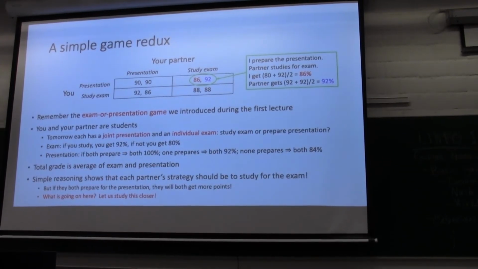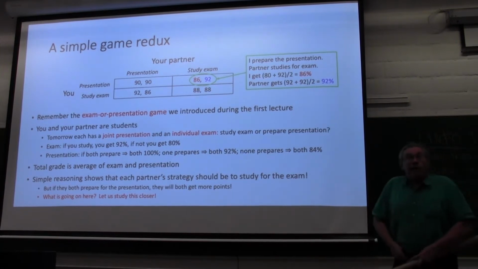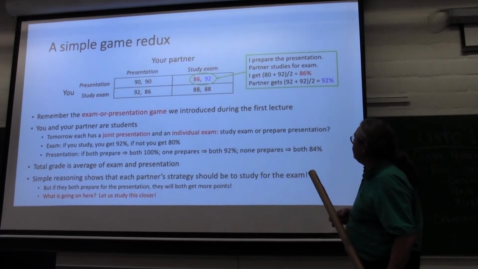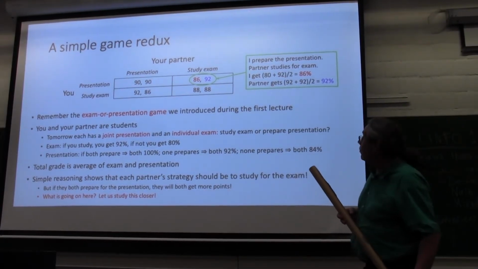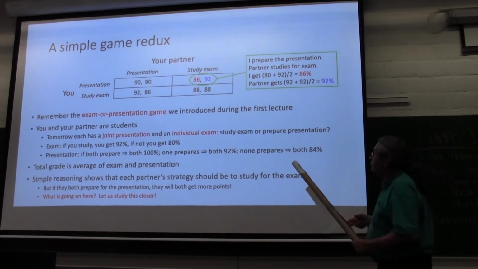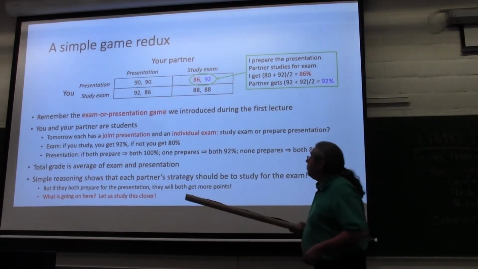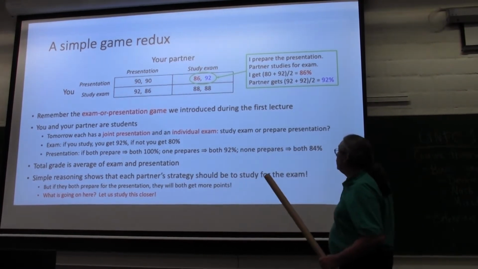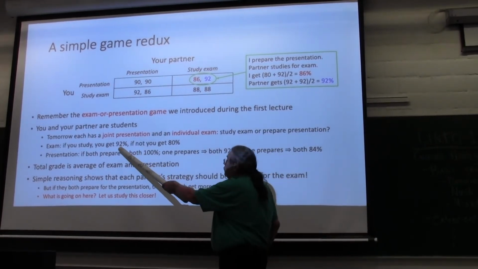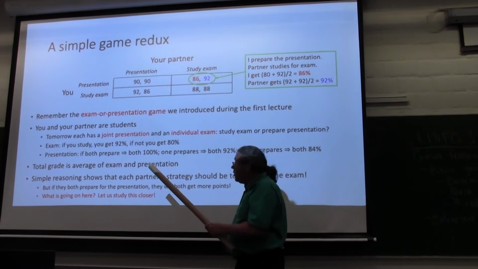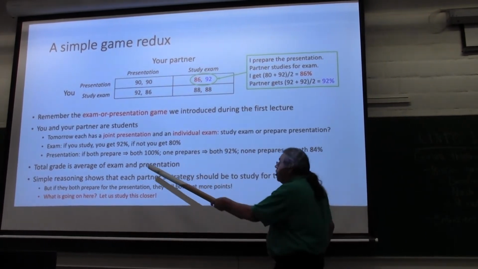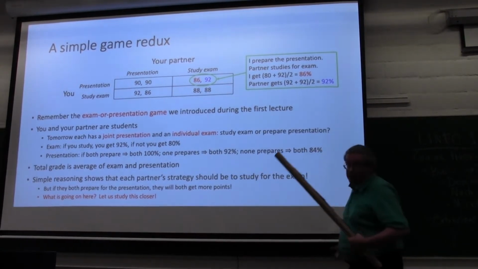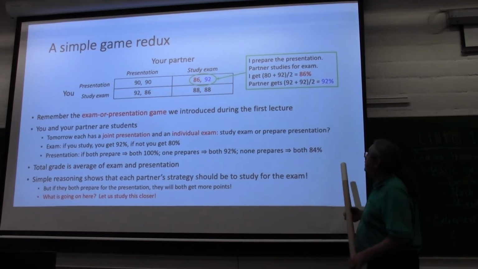Let me start by showing again the little game we saw in the first lecture. Okay? This is where you and the partner are studying for an exam or a presentation. So you're working together as a partner. And tomorrow there's a joint presentation, both together, and an individual exam. And if you study for the exam, you get 92% on the exam. But if you don't, you only get 80. If both prepare for the presentation, they both get 100%. But if only one prepares, you only get 92%. And if nobody prepares, they get 84.